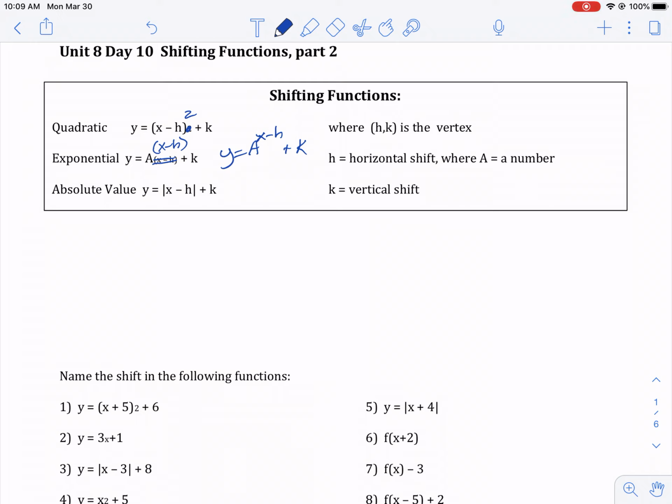Again, so h is the horizontal shift and k is the vertical shift, which in a quadratic and an absolute value equation is also your vertex. The absolute value equation is correct the way it is written.